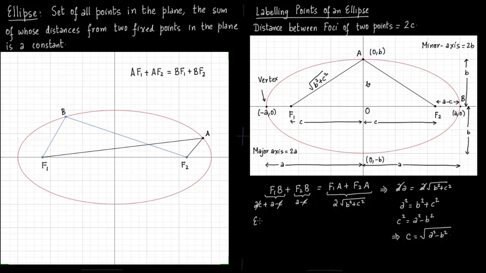Now we want to talk about the eccentricity of an ellipse. The eccentricity of an ellipse is generally denoted by e, and this e is given as c over a.